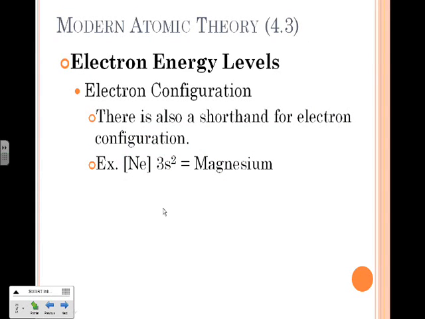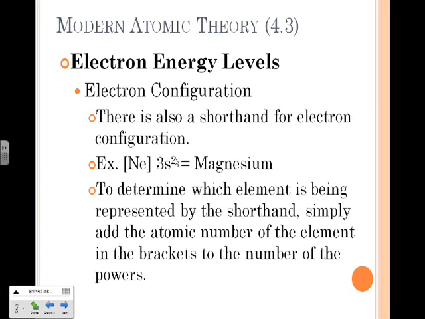So you take this neon, and we just looked, it has atomic number 10, so 10 electrons. So we say 10 plus any other exponents following. So we're going to say 10 plus 2 to get 12 electrons, which is magnesium. So again, here are the instructions written, but to determine which element is being represented by the shorthand, you simply add the atomic number of the element in the brackets to the number of powers following the brackets.